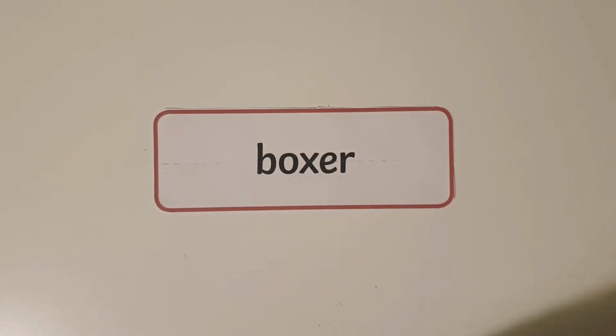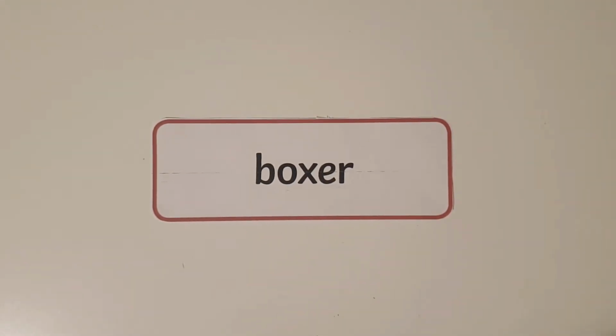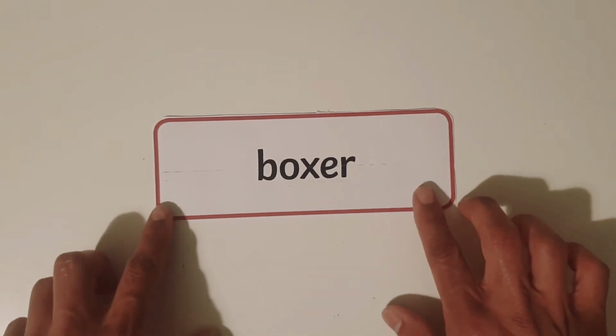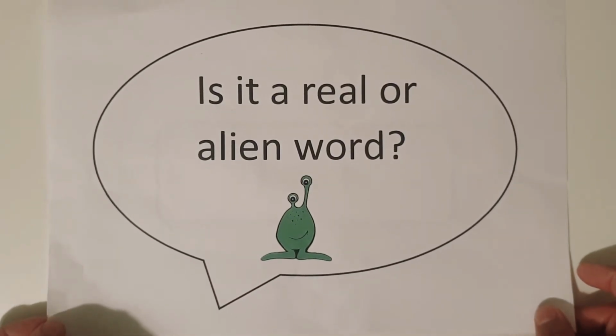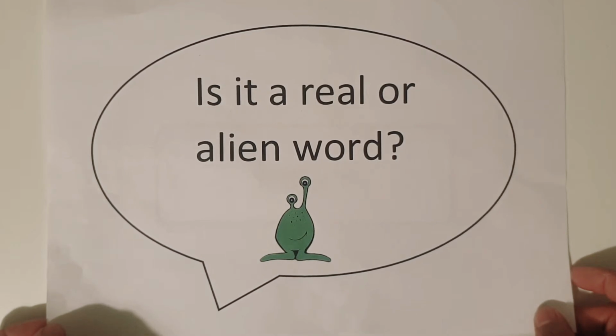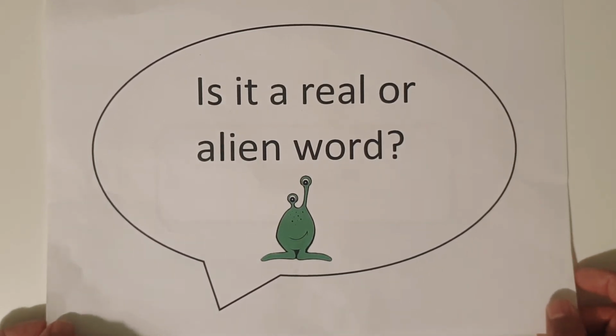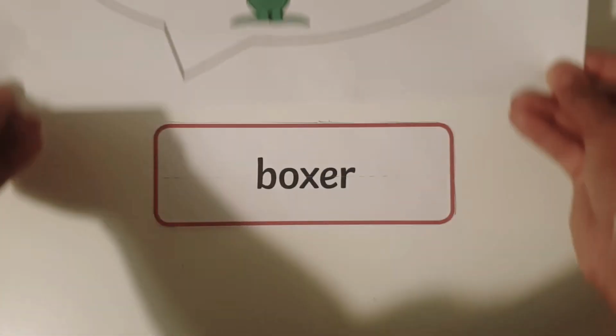Now this video will help you to use sound buttons to help you to read real and alien words. So when looking at a word, we first need to ask ourselves, is it a real or alien word? This is a helpful question as it will make us think about how the word sounds. Let's take a look at our word.